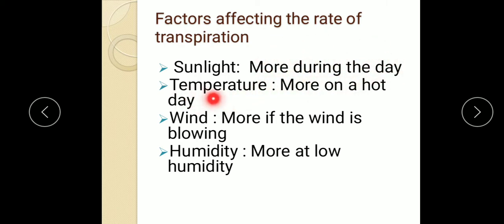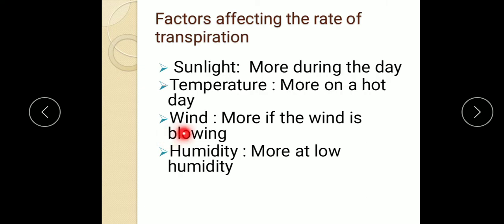Now what is the effect of temperature? Transpiration is more on a hot day as compared to a cold day. Which means, the higher the temperature, the more the transpiration, as the stomata are quite open during the day when the temperature is higher.